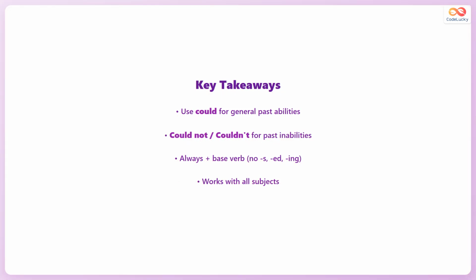Remember these 4 main points. Use could for general past abilities only. Could not or couldn't shows past inabilities. Always use base verb after could, no endings. It works perfectly with every subject pronoun.